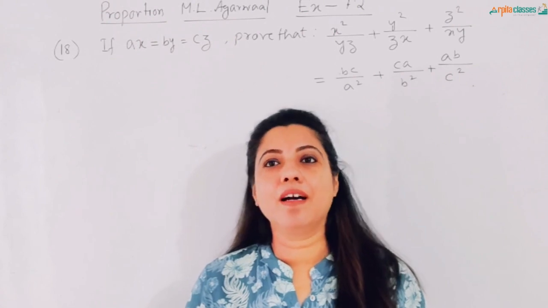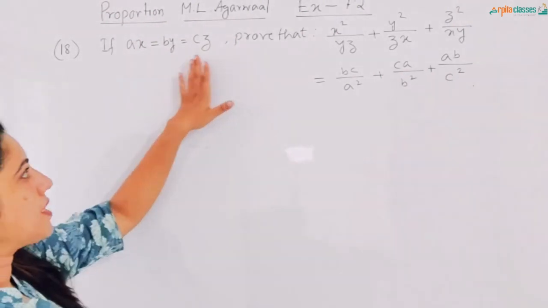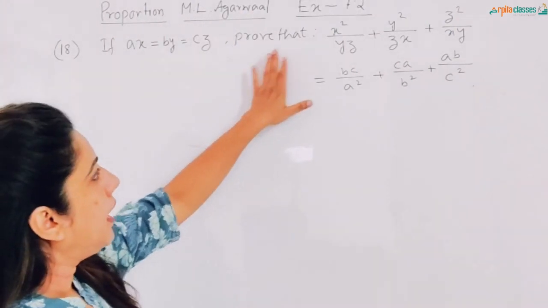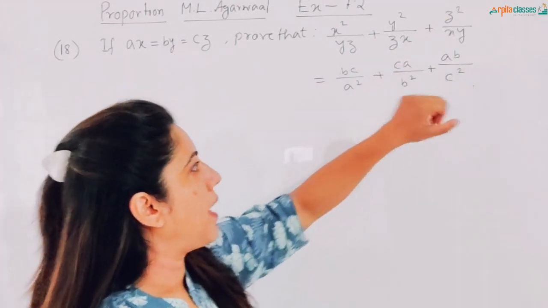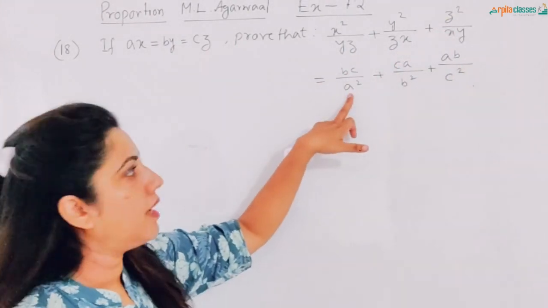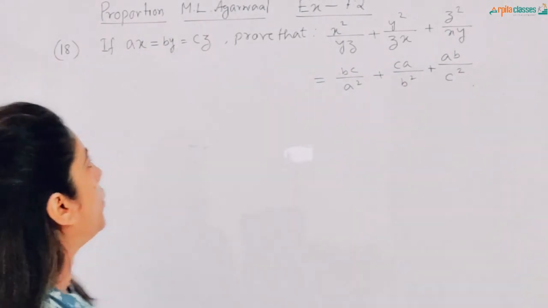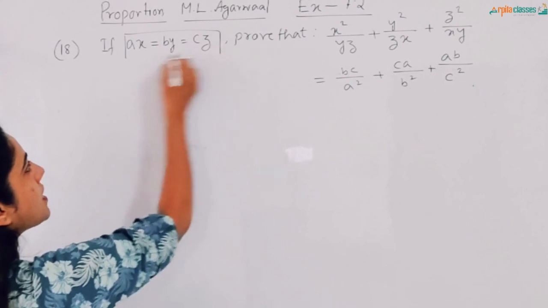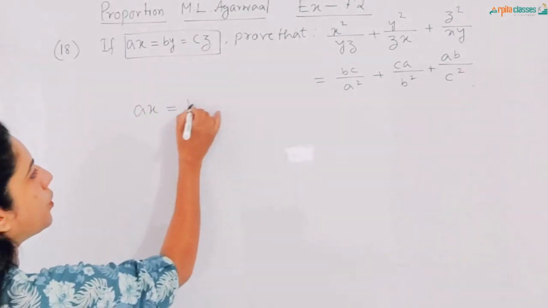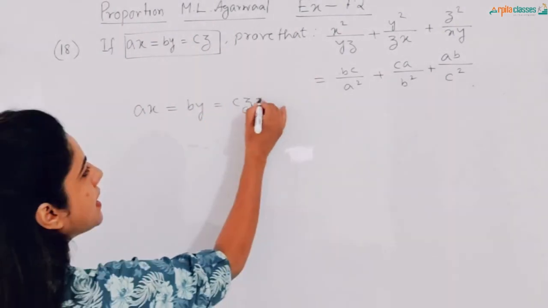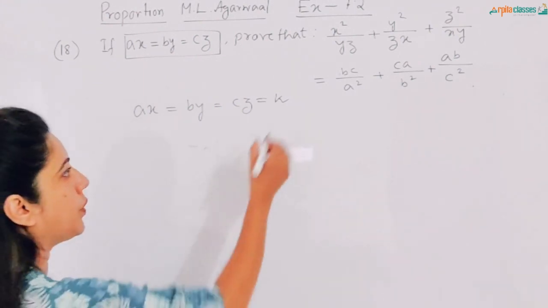Let's start with the 18th sum. If Ax is equal to By is equal to Cz, prove that x square upon yz plus y square upon zx plus z square upon xy is equal to bc upon a square plus ca upon b square plus ab upon c square. So this is what is given to us. Let us consider Ax is equal to By is equal to Cz is equal to k. All these ratios are equal and we are considering that equal to k.